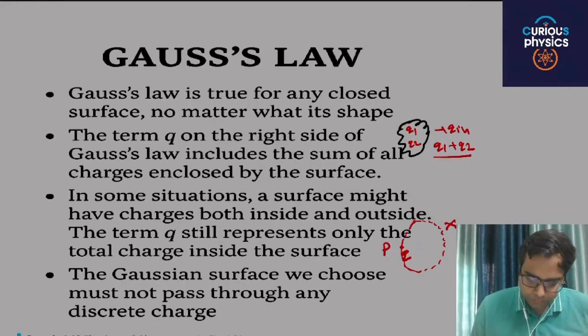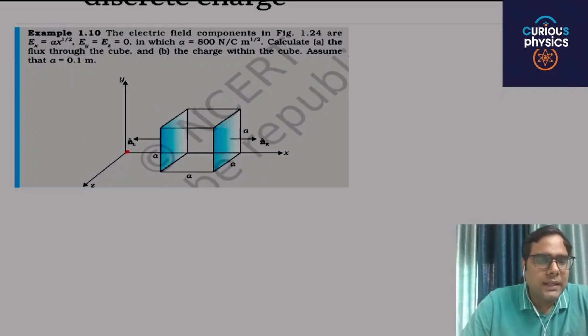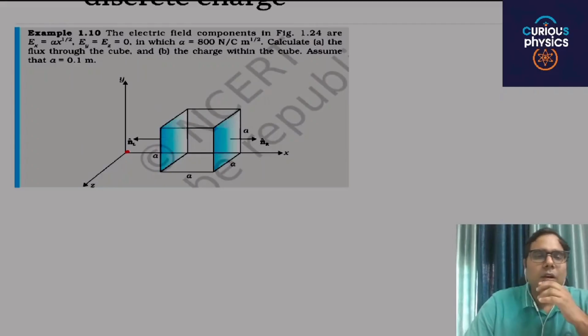Next is example 1.10. The electric field components in Fig 1.24 are Ex equal to alpha x raised to power 1/2, Ey equal to Ez equal to 0, in which alpha is equal to 800 Newton per Coulomb. Calculate the flux through the cube and the charge within the cube. Assume that a is equal to 0.1 meter. Okay, this is the example.